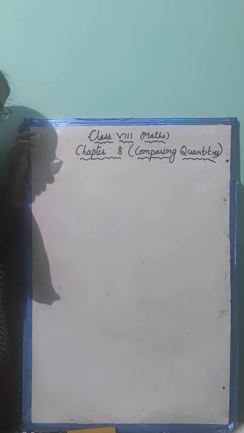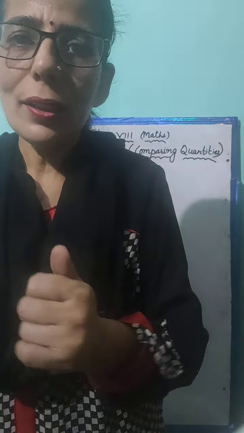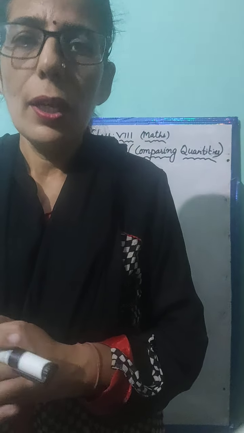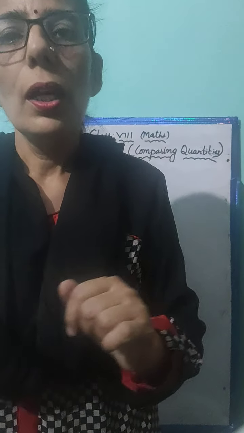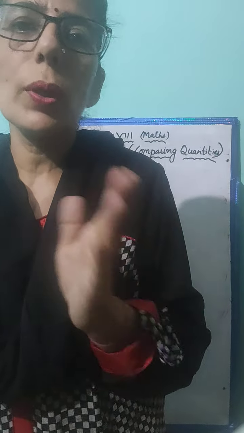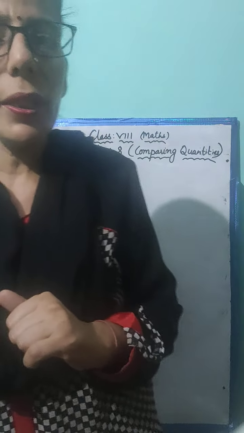How do we compare things? When we have to compare things, either we say this thing is more than this, then there is a difference. My age is 4 years older than my sister, or my father is 25 years older than myself. So these are the comparisons.